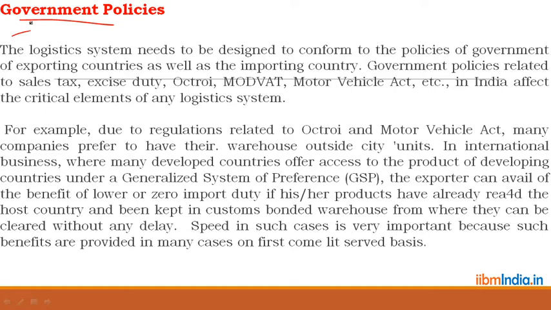For example, in India, due to the regulations related to octroi and the Motor Vehicles Act, many companies prefer to have their warehouses outside cities. In international business, many developed countries offer access to the products of developing countries under a GSP, the Generalized System of Preferences. I explained this concept in lecture number 6. You can watch those videos again. Exporters can avail the benefit of lower or zero import duty if their product has already reached the host country and been kept in customs bonded warehouses, from where it can be cleared without any delay.